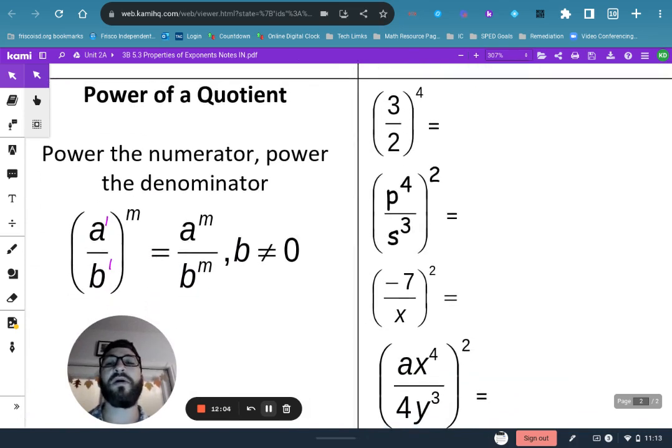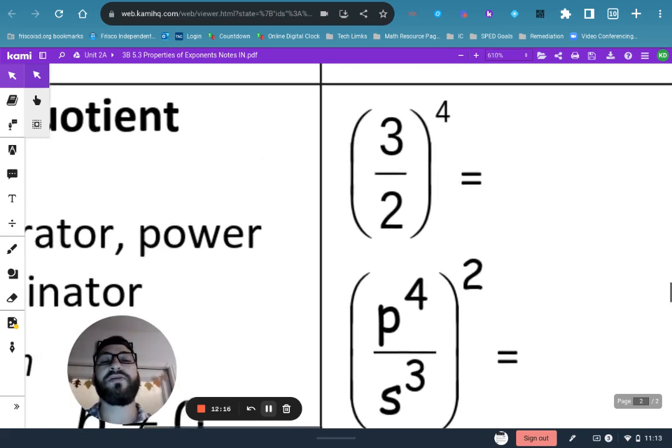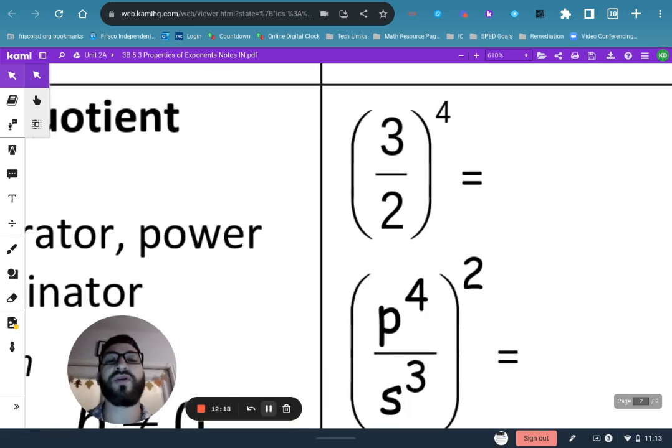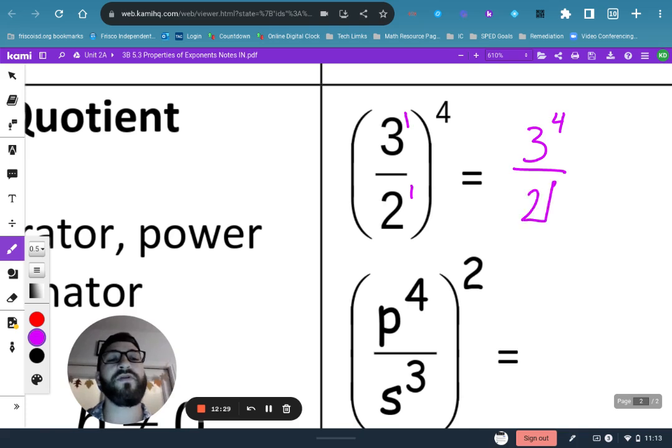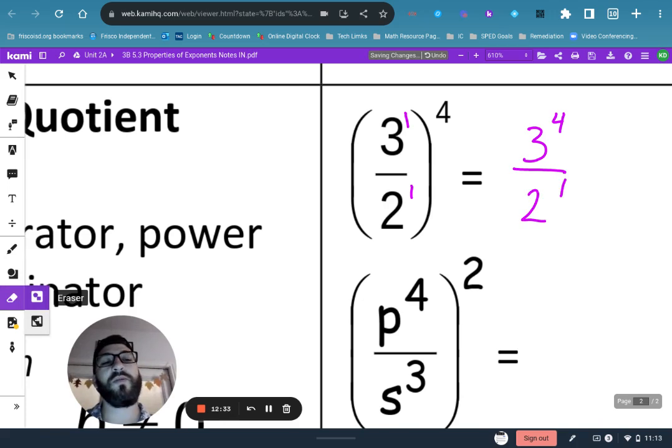It's very similar. So power of a quotient is the same idea. Everything on the inside of the parentheses gets that power to a power treatment. It's just dealing with the quotient instead of a product. So if I have 3 over 2, this is 3 to the first and 2 to the first. So that would become 3 to the fourth over 2 to the fourth. Oop, not 21 to the fourth.